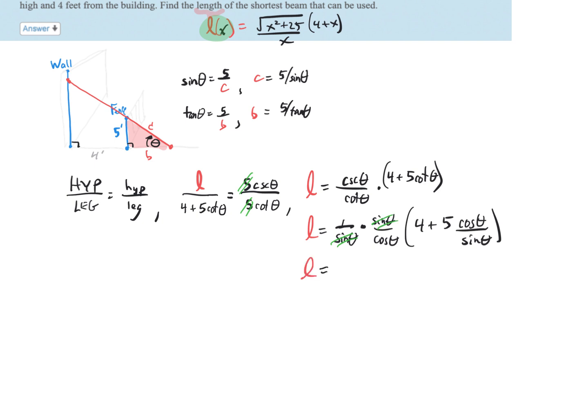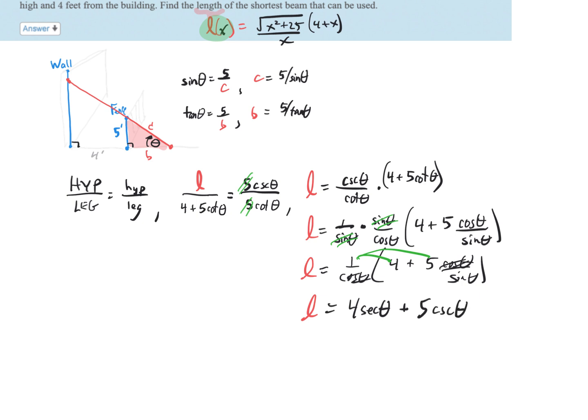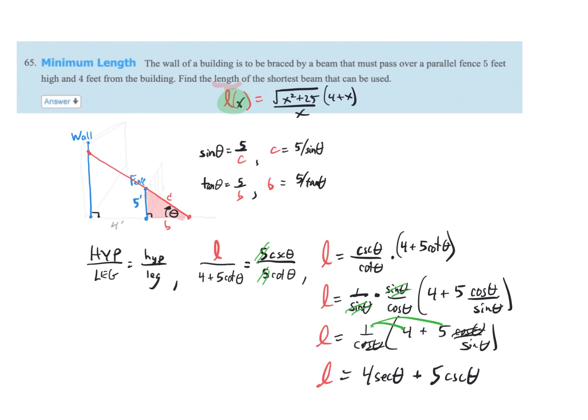And our length of the beam is 1 over cosine of theta times 4 plus 5 cosine of theta over sine of theta. So when we distribute, the length of our beam is 4 over cosine, and then when you multiply by the second term, it's 5 over sine because the cosines cancel out. Sweet. So we can represent the length of our beam in terms of x or in terms of theta.